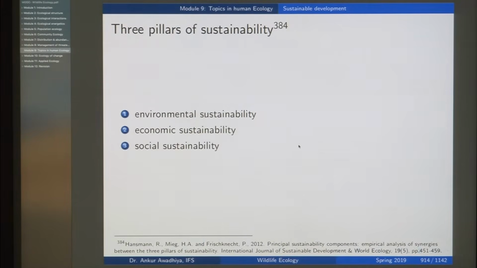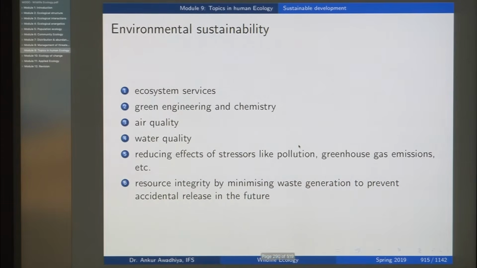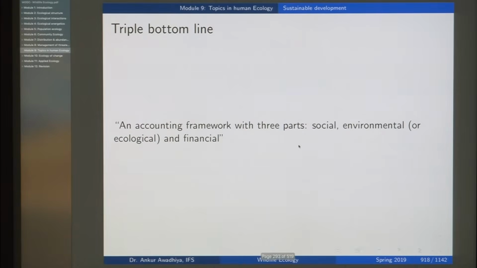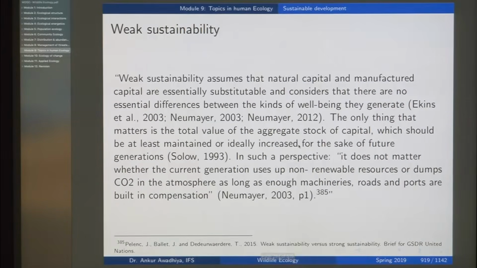Then we have three pillars of sustainability: environmental, economic and social sustainability, and we looked at what points we consider in all three of these. And when you are considering all three of these and you put it into your accounting framework, you have a triple bottom line.